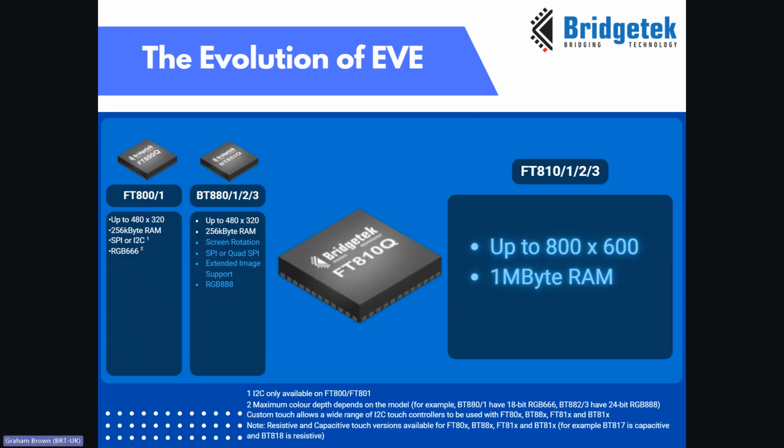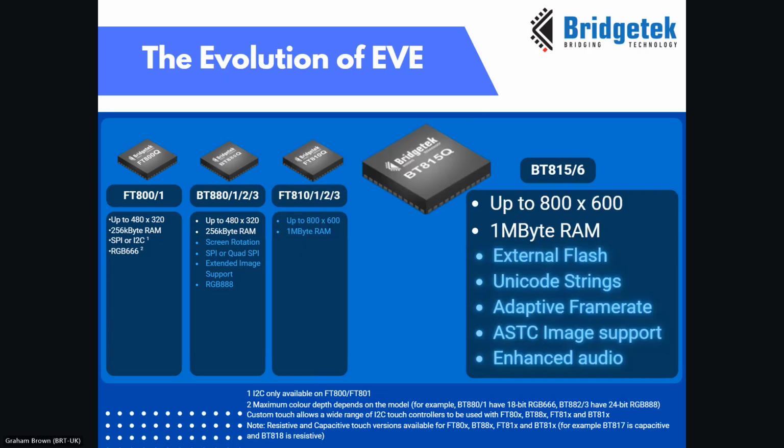Next is the FT81X series. This ups the graphics memory included for storing graphics assets such as bitmaps or custom fonts for your application, and increases the supported resolution of displays to 800 by 600. Following that, we have the BT815 and 6 series. This adds support for the external flash, as well as Unicode strings, allowing you to integrate multiple language support into your application easily.